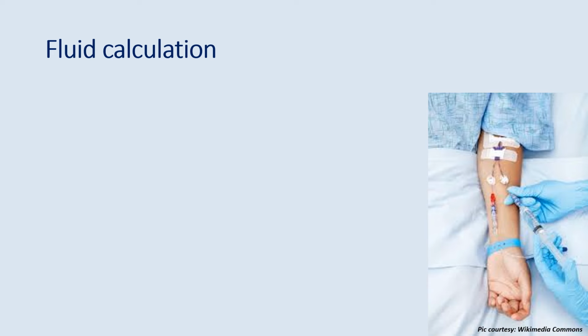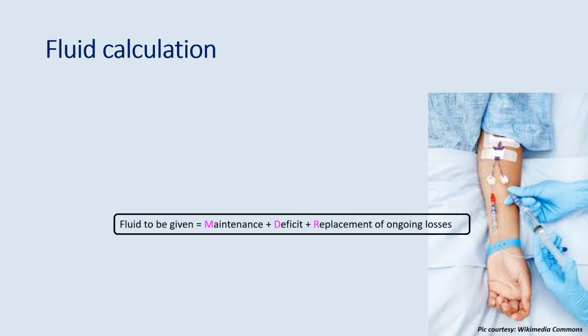In any condition, the fluid which needs to be given is calculated by a formula. It includes maintenance fluid, the deficit correction, and replacement of the ongoing losses. So a simple mnemonic to remember is MDR: be it diarrheal dehydration, be it AKI, be it anything, you have to manage maintenance, deficit, and replacement of ongoing losses. Now we give 10 ml per kg of IV fluid per percent dehydration. So 1% deficit implies that 1 into 10, that is 10 ml per kg of IV fluid needs to be given for replacement of deficit.